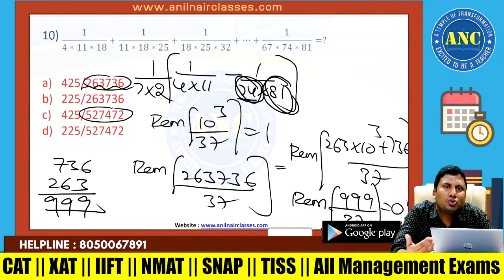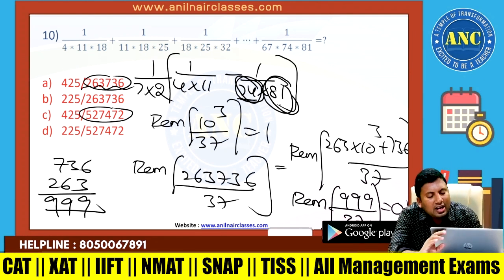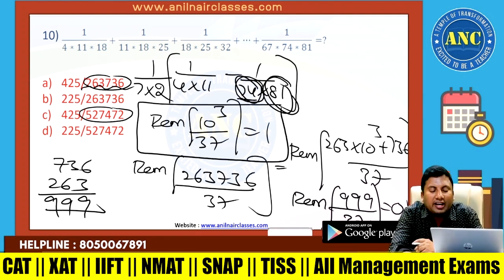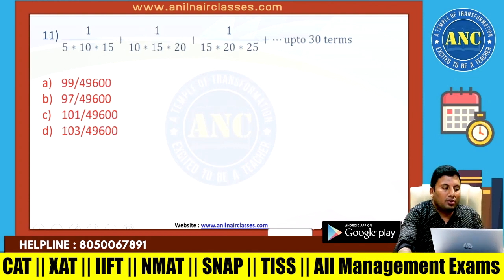Suppose one option is 263736. The second option is 263737. You can use this concept. I hope the concept is clear. Take a group of 3 digits and add it. Take a group of 3 digits and add it. 10th one. I hope the idea is clear. 11th one. Now see here.